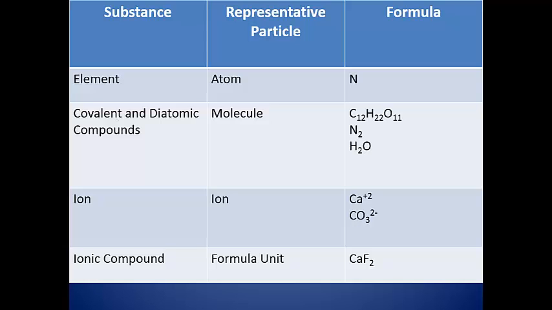If we're talking about our covalent compounds, those are made up of molecules. Molecules, for instance, all of these are covalent bonds. They're all nonmetals that are bonded together. Ions are just made up of ions. We could have positive ions, cations, negative ions, so all your polyatomic ions. And then we have ionic compounds, and those would be our metals and nonmetals bonded together, and those have a representative particle called a formula unit.